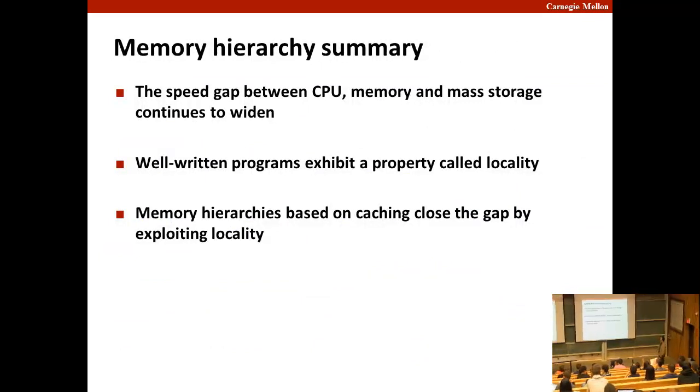So the summary here is that there exists a speed gap between the CPU and between memory and mass storage like disks. And it continues to widen because the CPUs are getting faster and faster and faster. And remember, the slides don't emphasize this enough. They're getting faster and faster, both in terms of clock speed and in terms of the number of them. Having more cores generates more memory pressure. They don't have to be faster, right?